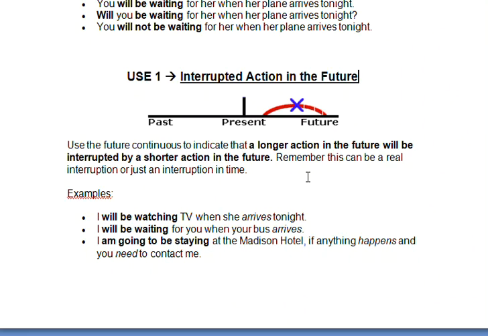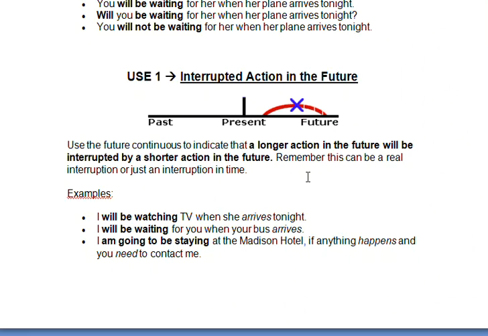Recuerda que esto puede ser una interrupción real. Si, por ejemplo, yo puedo decir, yo estaré escribiendo un libro cuando tú toques el timbre. En ese caso, yo voy a dejar de escribir el libro porque voy a tener que atender a la puerta ya que tú tocaste el timbre. Hay una acción que es interrumpida por otra y es una real interrupción.